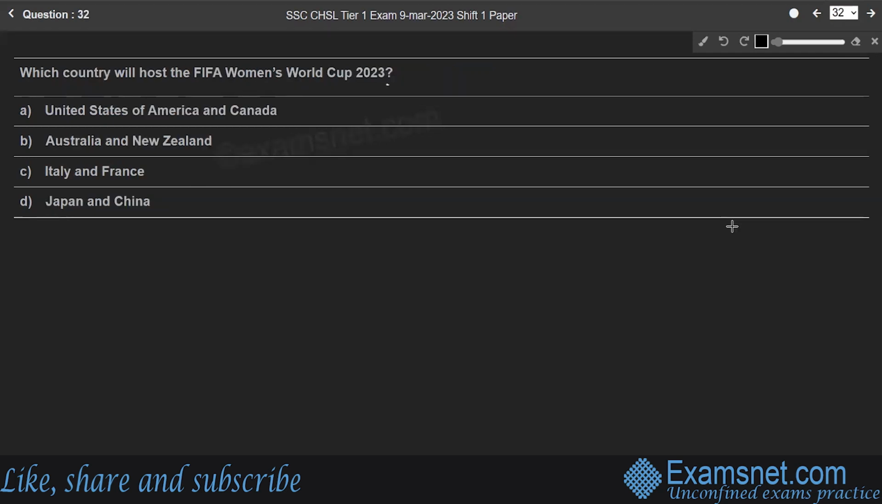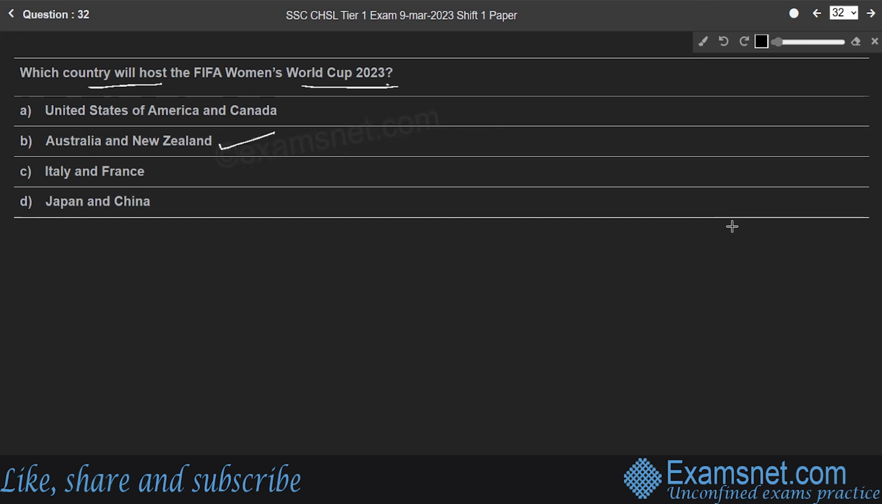Question 32. Which country will host the FIFA Women's World Cup in 2023? So option B, Australia and New Zealand is the right answer. New Zealand and Australia will host the 2023 FIFA Women's World Cup. FIFA announced its decision after its governing council held a vote by video conference.